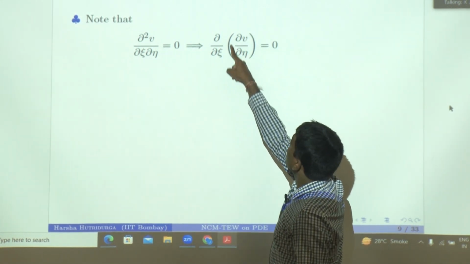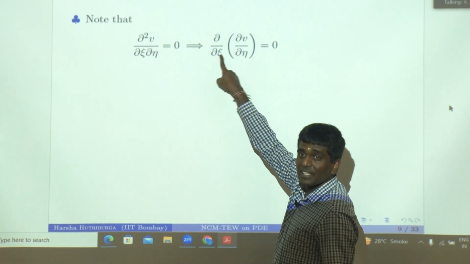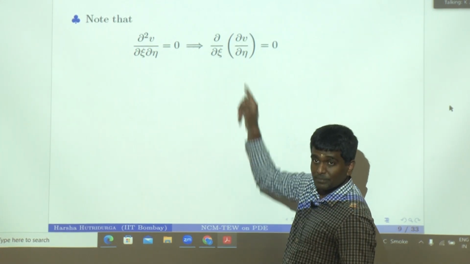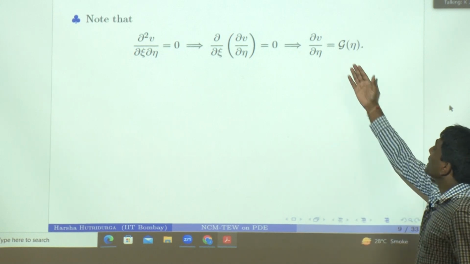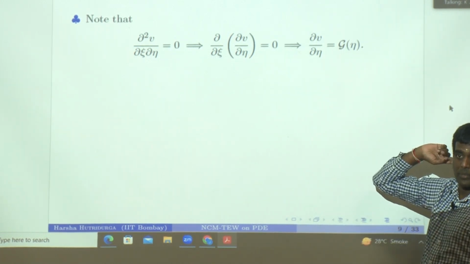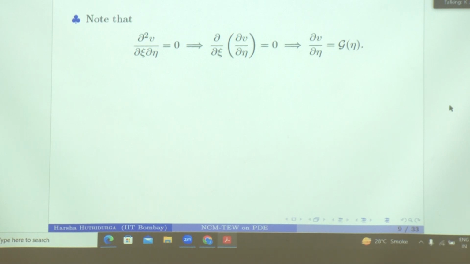So I am claiming that there is some function that, when differentiated in the psi variable, is 0. So it should be constant with respect to psi. Okay? So it can be any function of eta, for example. So that's why we have dv by d eta is g of eta. We don't know what it is, okay, some arbitrary function.